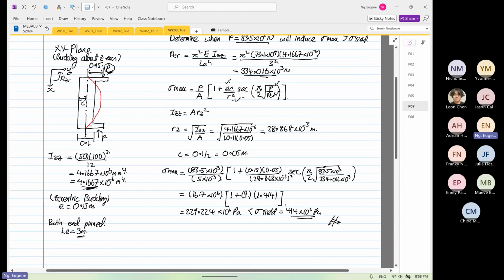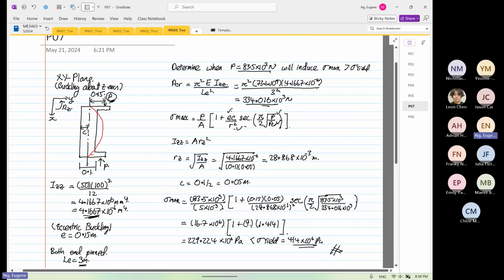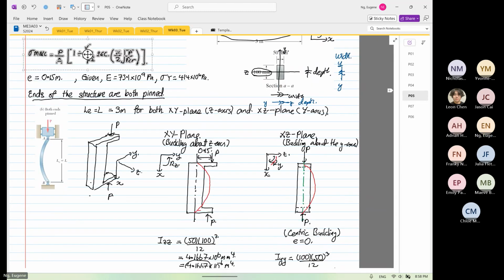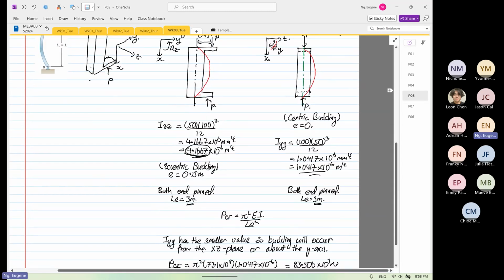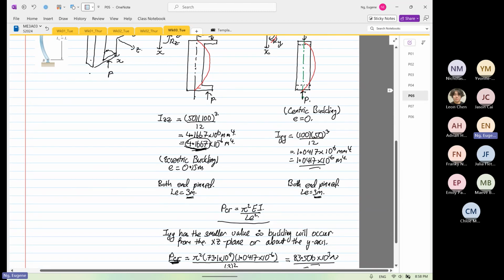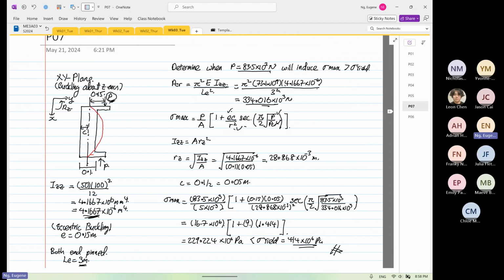Okay, so this question is a bit tricky. The tricky thing is that in the XY plane, we already calculated the critical load in the XY plane. And then when we switch over, this becomes P, and our P critical changes because our second moment of area is taken in a different direction or different axis now.